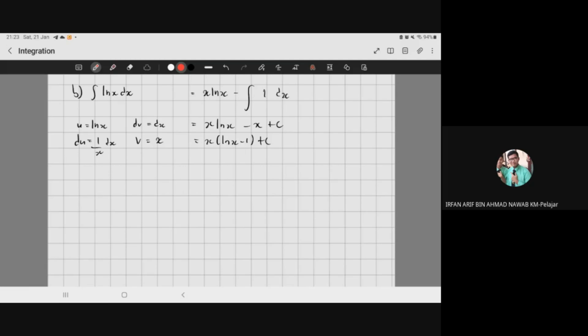Now let us continue on to question C. Question C is a bit interesting. Everything's interesting, honestly. So let's try question C.